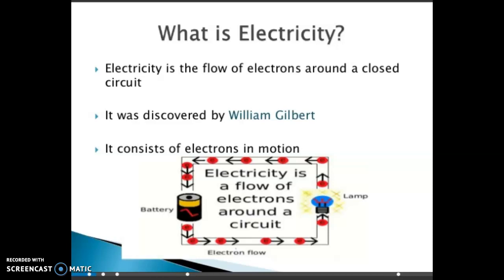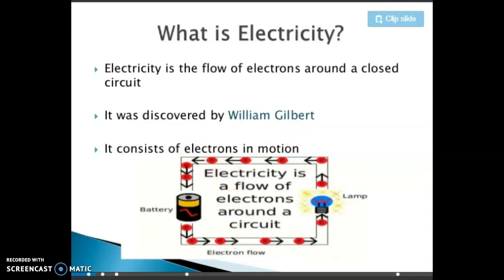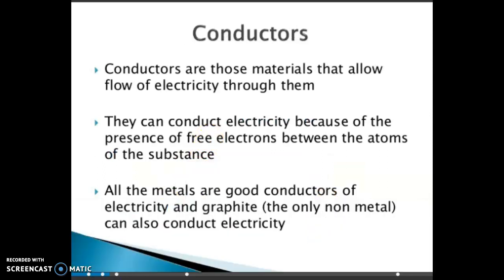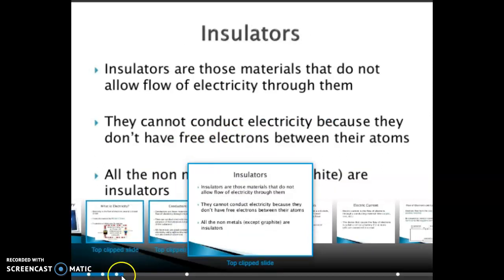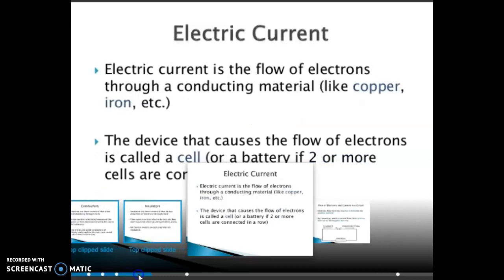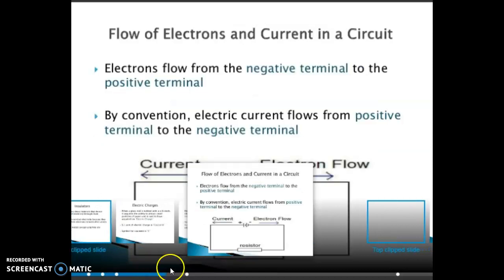So let us recall first what is electricity. Electricity is the flow of electrons around a closed circuit. It was discovered by William Gilbert. It is a motion of electrons. Conductors, insulators, electric charges. SI unit of electric charge is coulomb. What is current? Current is the flow of electrons.